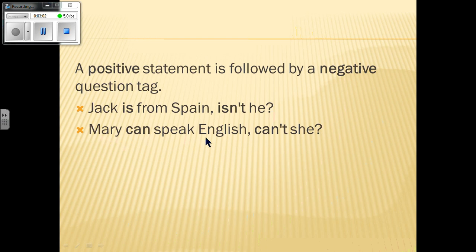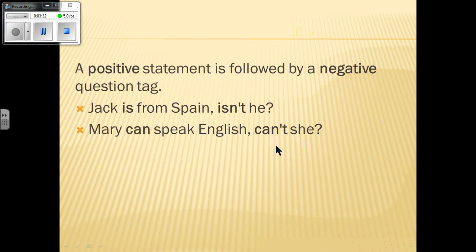Mary can speak English. Number 1, we put the comma. Number 2, we will look for a helping verb. Do we have verb to be? No. Do we have verb to have? No. But we have can. It's a modal verb, so we will use it here. Can is in the affirmative case, so it will be in the negative case here. Can't. Mary is a girl, so the pronoun that fits it is she.